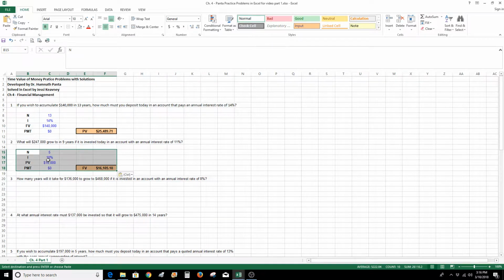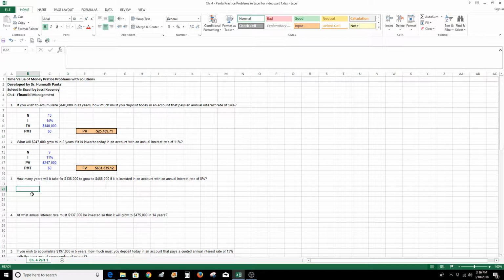So what will $247,000 grow to? The present value is $247,000, 9 years, in an account with an annual interest rate of 11%. So that gives us a future value of $631,835.12.